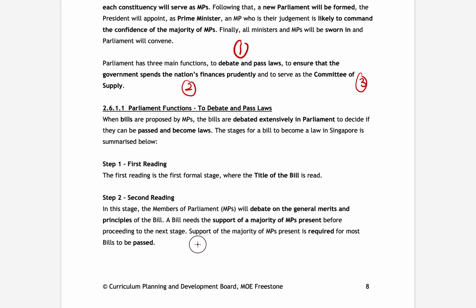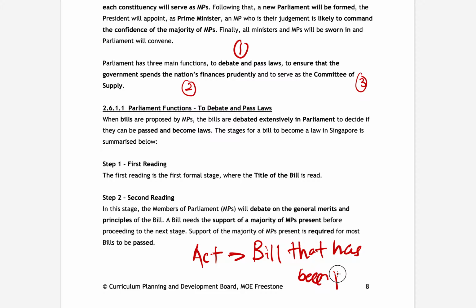Just note that an act is always a bill that has been passed. When it's still known as a bill, it means that this piece of legislation is only proposed. It has not passed and it is not law yet.